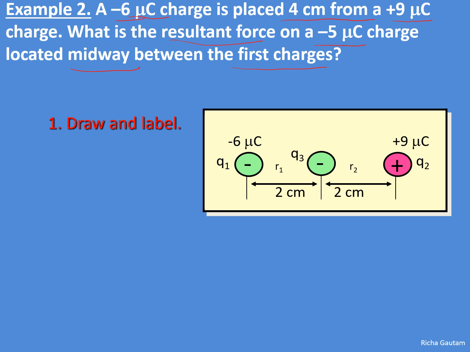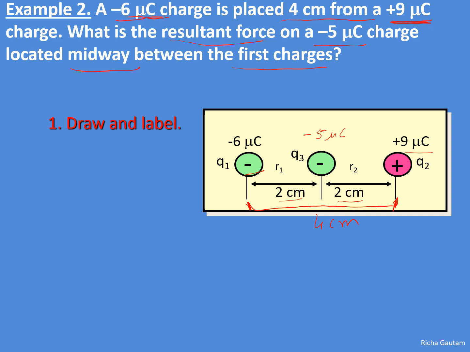You have plus 6 micro coulomb. So here is your plus 6 micro coulomb placed 4 centimeter from plus 9 micro coulomb. And here is your plus 9 micro coulomb, and this one is at a distance of 4 centimeter from this one. Now he's saying what is the resultant force on negative 5 micro charge. So this is your negative 5 micro charge placed midway. If this is at the center, then this distance is 2 centimeter and this distance is 2 centimeter.